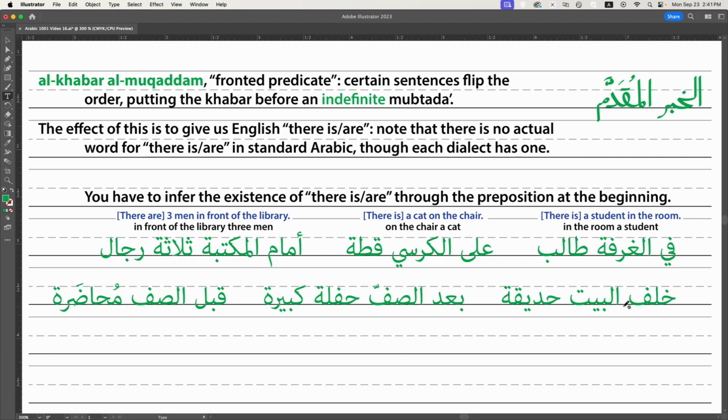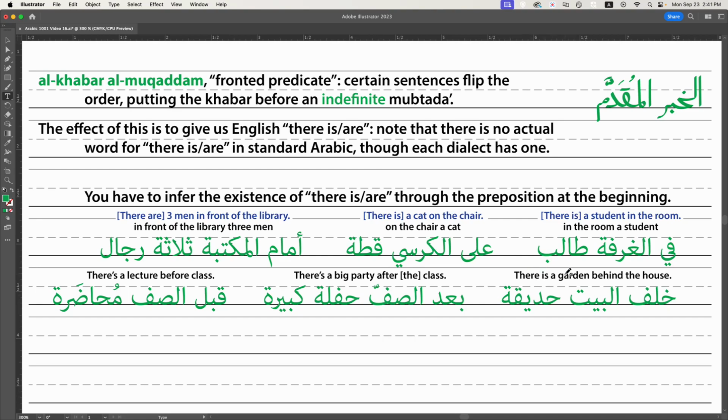We could say khalf al-bayt hadika, behind the house, a park or garden. Ba'd saf, after the class, or after class we'd say in English. Hafla kabira, a big party, go for it. Qabla as-saf, before the class. Muhadara, a lecture.